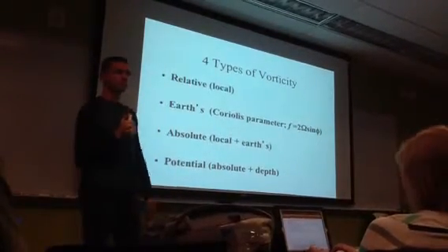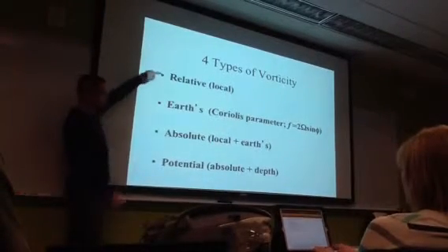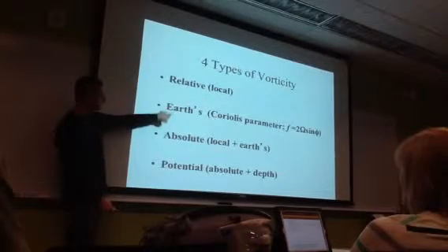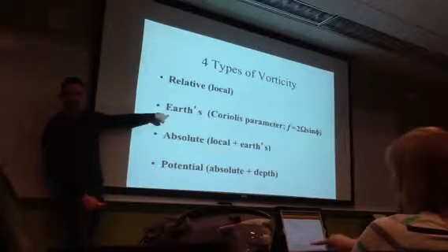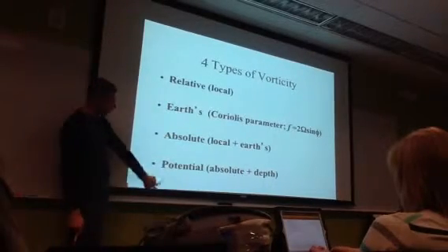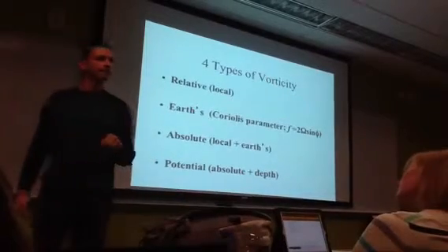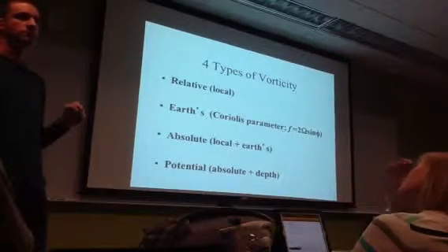Right? Does everybody understand all four of these, what they mean now? Relative, just the spin of the parcel. Earth's, it's just the Coriolis parameter, the spin of the Earth. Absolute, a combination of those two. Potential, a combination of those two over a given depth. Got it? Yeah.